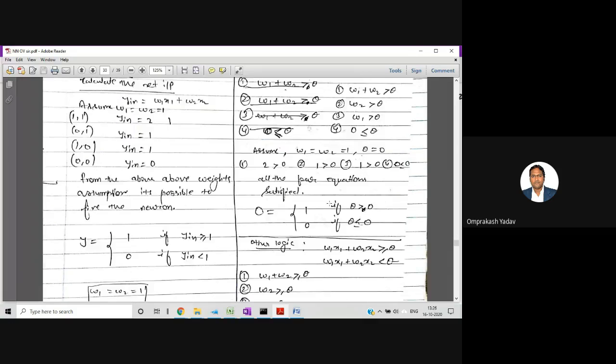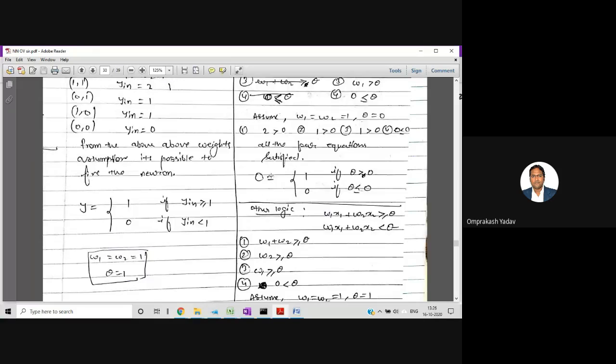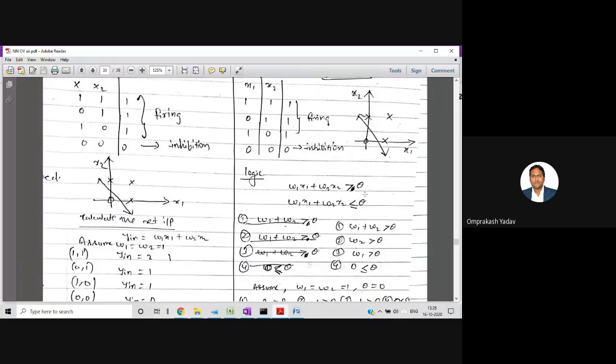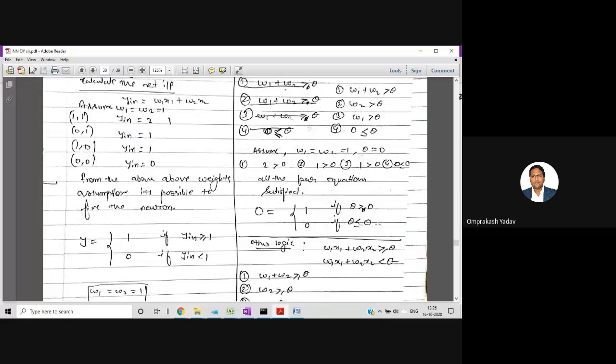And then finally we can write this particular logic: output is equal to 1 if theta is greater than 0, or 0 if theta is less than or equal to 0, right? Based on whatever firing and inhibitory condition we have taken. So both the methods are good. It's up to you which method you select.